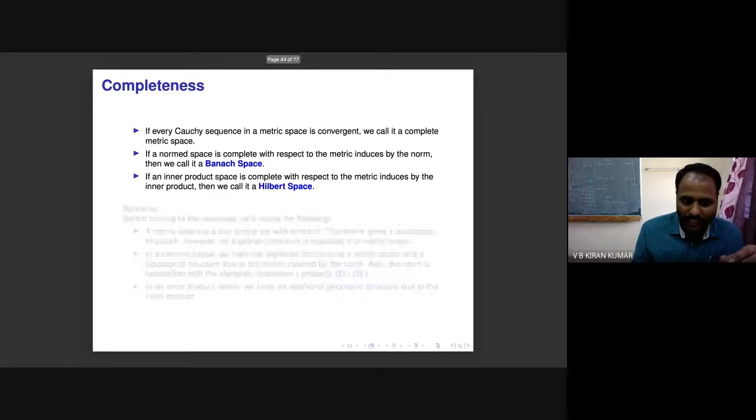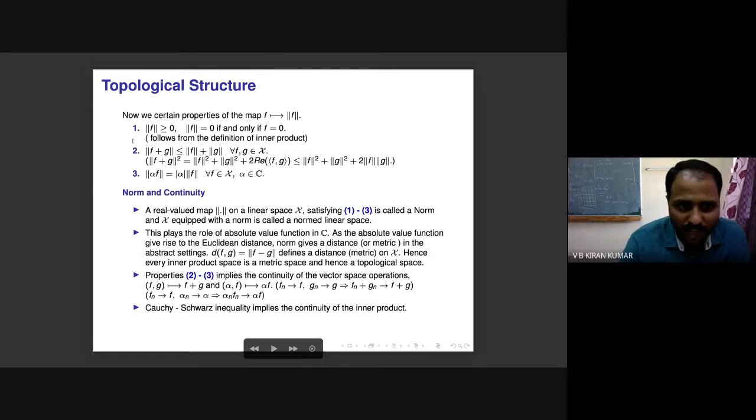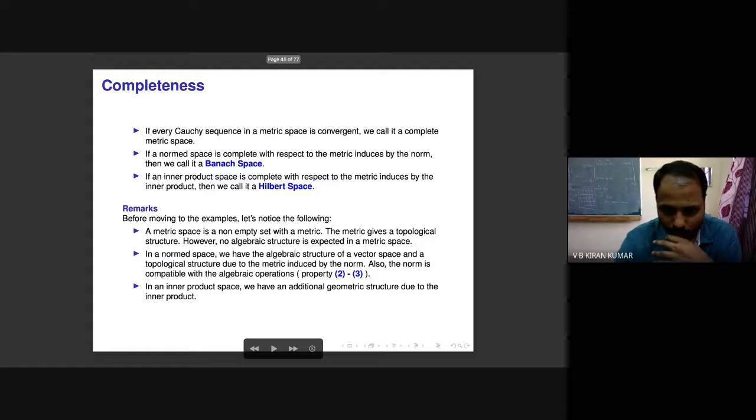What do you mean by that? Because the norm satisfies norm of f plus g is less than or equal to norm f plus norm g. That means it is compatible with the addition. And norm of alpha f is equal to mod alpha times norm f. That means it is compatible with the scalar multiplication. So that is a very important observation.